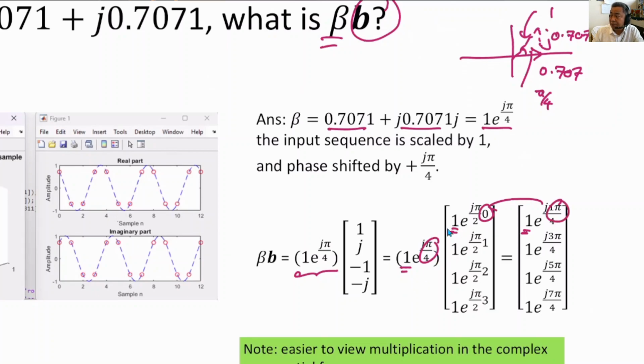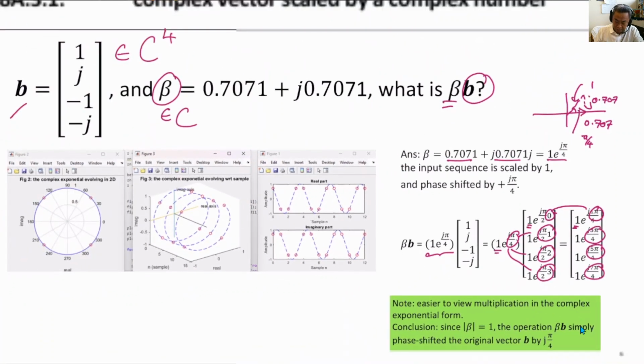The first one is pi over 4 plus 0, which is pi over 4 for the angle. The modulus is 1. The second modulus is also 1, but the angle is pi over 4 plus pi over 2, then we get 3 over 4 pi. The third one is pi over 4 plus pi, then we get 5 pi over 4, and the last one is 1.5 pi plus pi over 4, we get this. So it is important to show you what is beta times b.